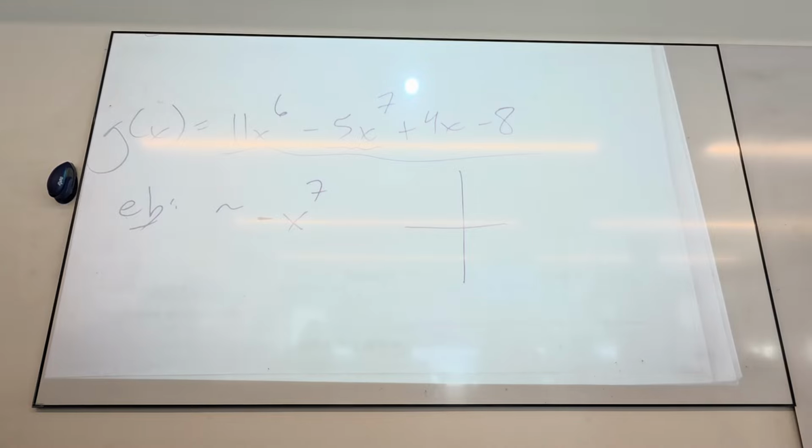Why did you take out the 5? Oh, because the 5 doesn't care about the shape. I need you to see that. 5 just makes it go up higher or lower. It doesn't actually change the shape. I don't care about the 5 if I'm just talking about end behavior.